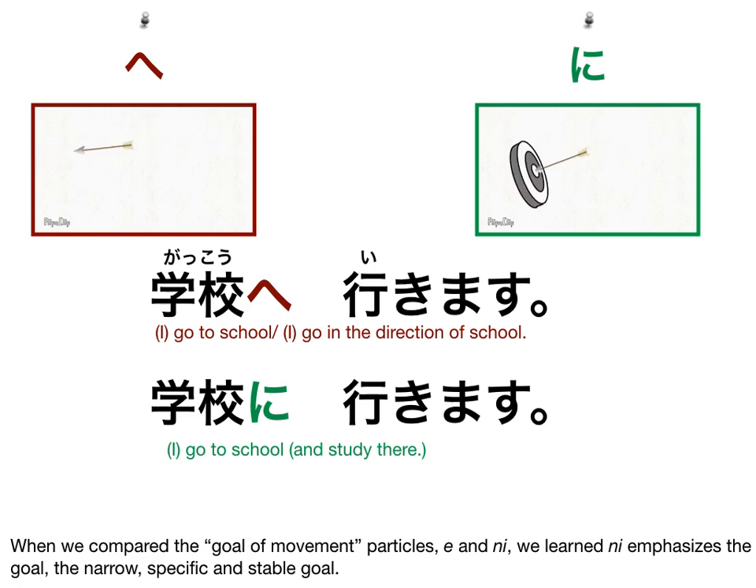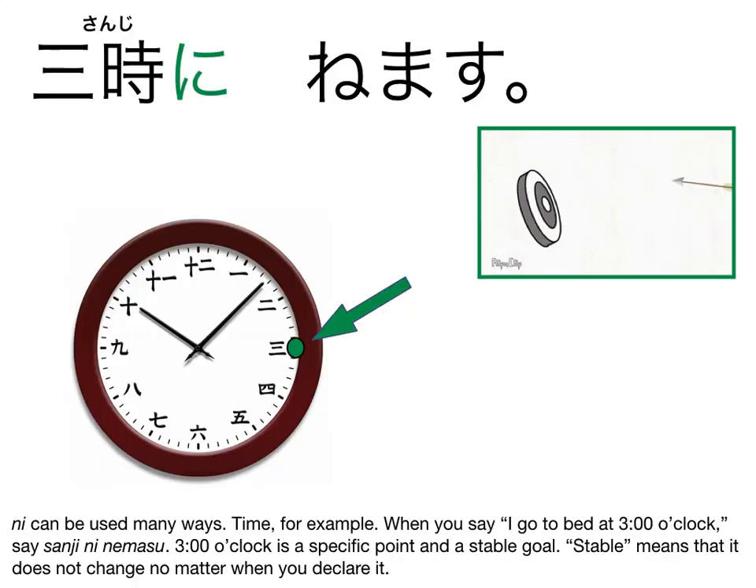When we compare the goal of movement particles へ and に, we learn に emphasizes the goal, the narrow, specific, and stable goal. に can be used many ways. Time, for example. When you say, I go to bed at 3 o'clock, 3時に寝ます. 3 o'clock is a specific point and a stable goal. Stable means that it does not change no matter when you declare it.